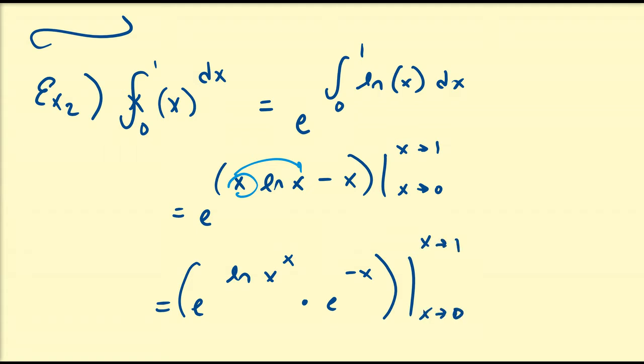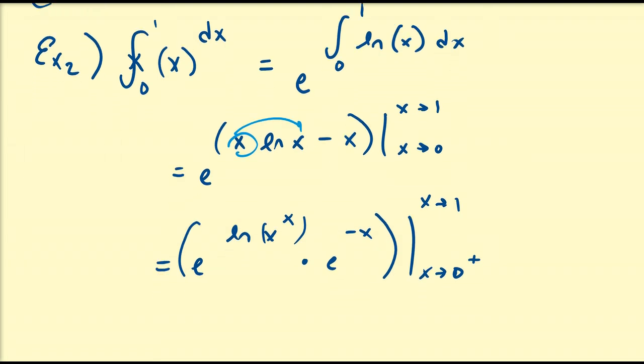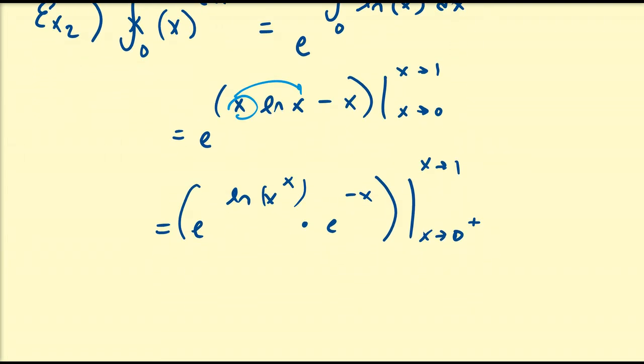Since we have 0 in the logarithm, this is going to be a limit as x approaches 0 from the right. Alright, so of course e to the natural log is going to cancel, so this is going to be the same as x to the x times e to the minus x, evaluated as x goes to 1 and as x goes to 0 from the right.